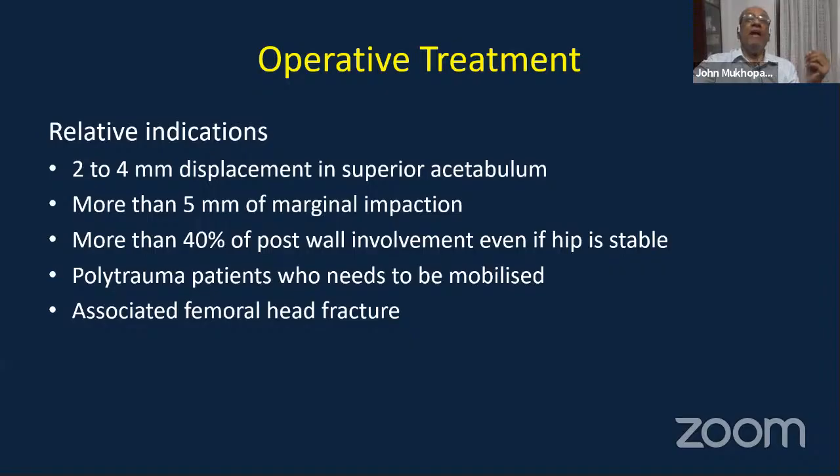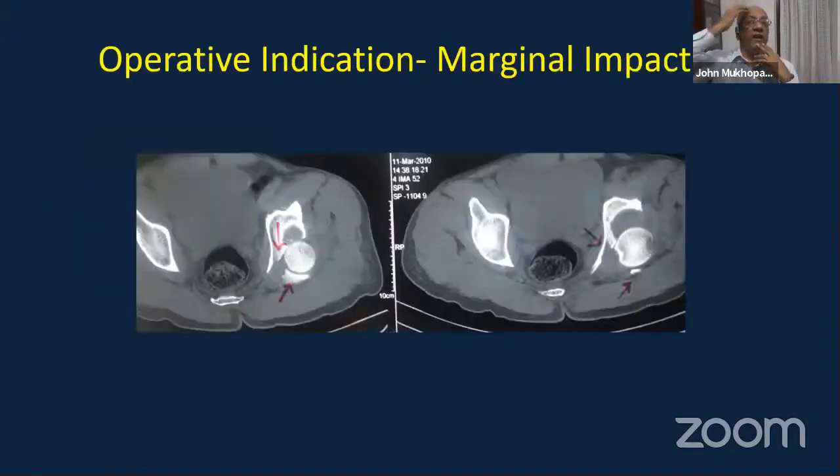If there's a marginal impaction of more than 5 millimeters, if more than 40% of the posterior wall is involved, even if the hip is clinically stable, I think it is considered as an indication for surgery. Polytrauma patients where you need to mobilize them, so maybe even in less displaced fracture, you would consider surgery once the patient is stable, remember that. And associated femoral head fractures.